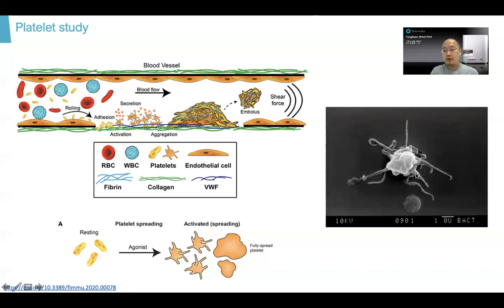So in the right-hand panels, you can see the electron microscope images of the individual platelet, and you can see after activation, they are generating the pseudopods, and the morphology is not very smooth in the beginning.